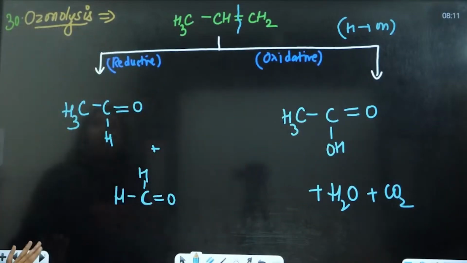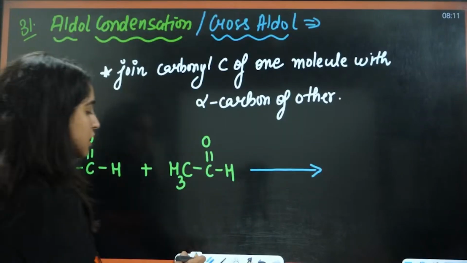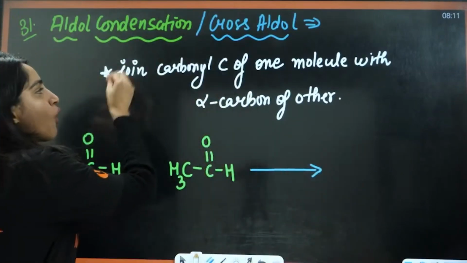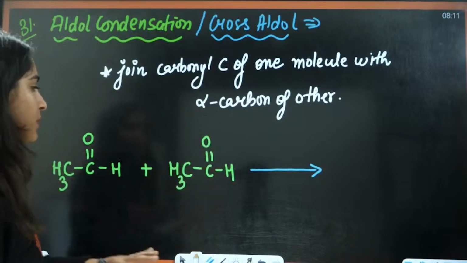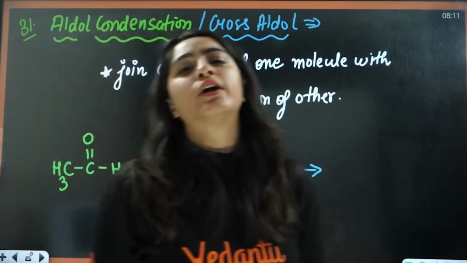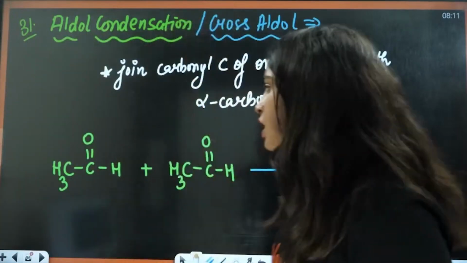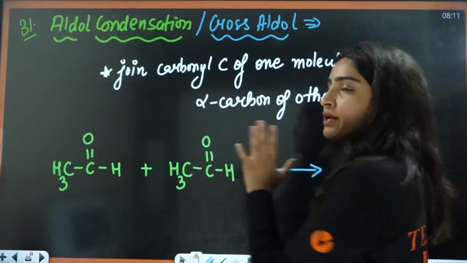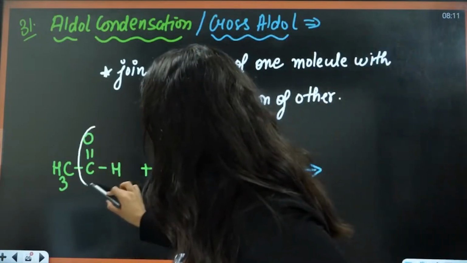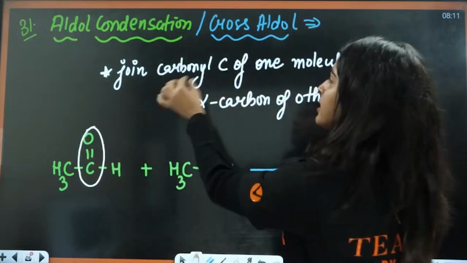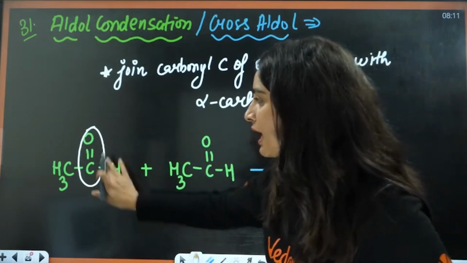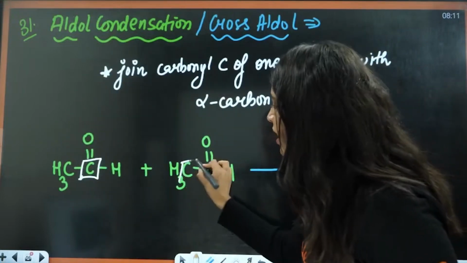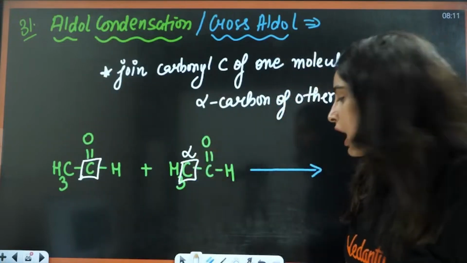Very simple method. Now next is aldol condensation. Very important, very simple thing. That is, join the carbonyl carbon of one molecule. For example, if you're doing self-aldol or cross-aldol, just one thing. If I am considering this as the first molecule and this as the second molecule, join the carbonyl carbon of the first molecule, that is this carbon, with the alpha carbon of the second.